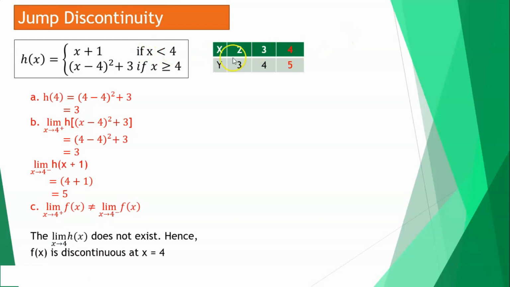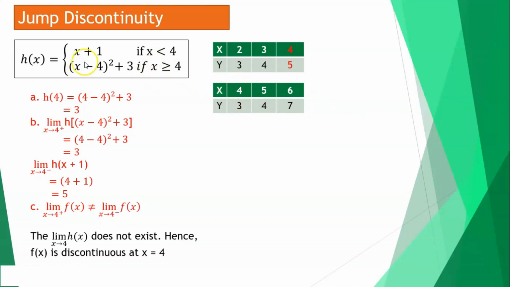So 4, 3, 2 until infinity. If our x is 4, that would be 5. If our x is 3, so 3 plus 1 is 4. If our x is 2, so 2 plus 1 will get 3. Now for the second piece, this will be numbers that are greater than or equal to 4. So start from 4 until infinity.